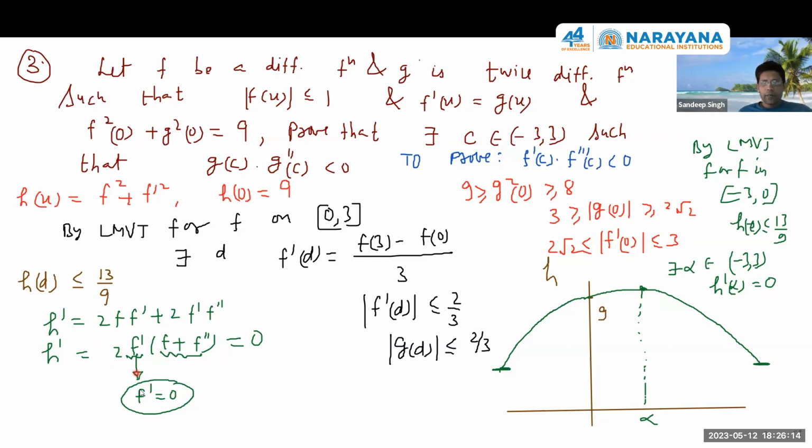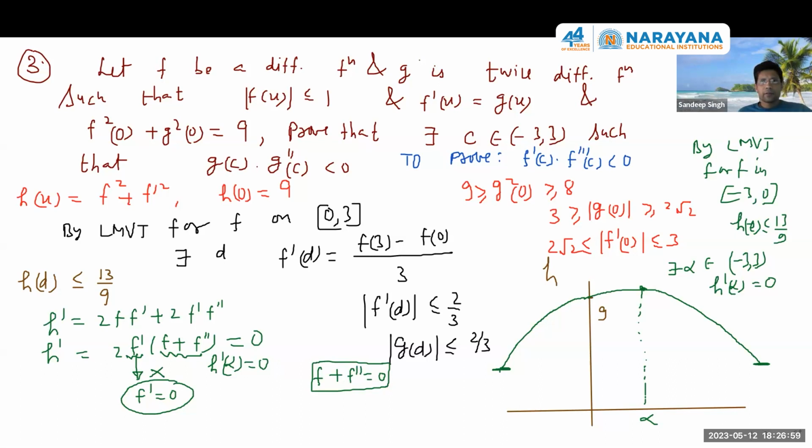Listen again. If f dash is 0, then h of alpha is f square of alpha, and f square in any case is less than 1. You can see your maximum value should be either 9 or more than 9. Therefore, at the maxima, f dash can never be 0. Is it clear? That means at the point of maxima where h dash alpha is 0, f plus f double dash must be 0.